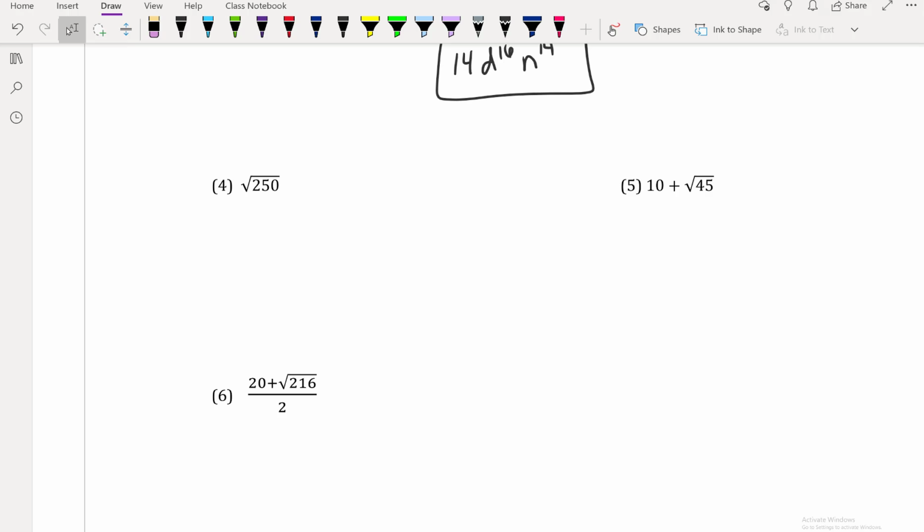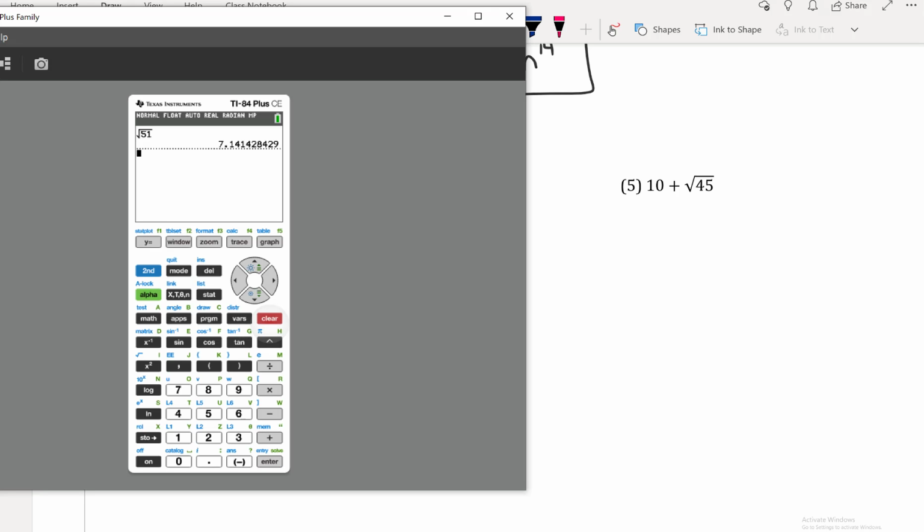Now, 250. Well, if I were to do the square root of 250, let's think about this. Notice how it's not a nice number. It's not like it's 14 or 15 or 16, right? It's 15.8113883. So it is a decimal. So what we want to do is we want to get an exact answer. So we are going to break down the number as much as possible.